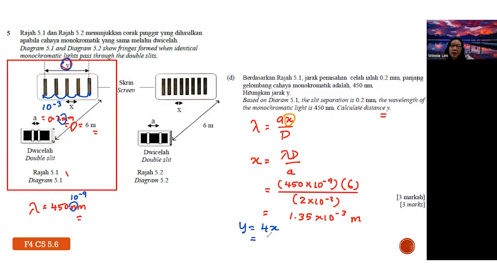Then you do one more step: 4 times 1.35 times 10 power -3. Then only you get the final answer for y, which is 5.4 times 10 power -3 meter. Then only you complete. So read the questions carefully, or else like always, this question wants you to find x, but you didn't read the question carefully, or you didn't even look at the diagram.